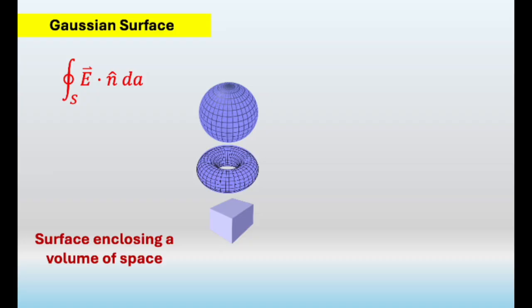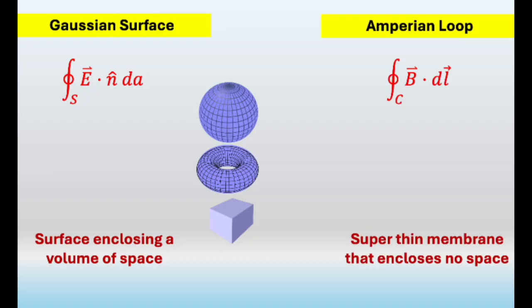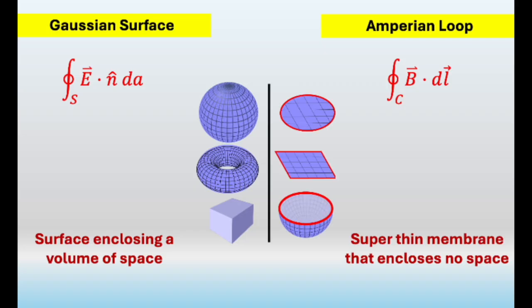So to summarize, a Gaussian surface is a surface enclosing a volume of space. Meanwhile, an Amperian loop is essentially a super thin membrane enclosing absolutely no space, thus differentiating the two types of special shapes we can use. So I hope this helps you out with the basic ideas behind Gaussian surfaces versus Amperian loops.